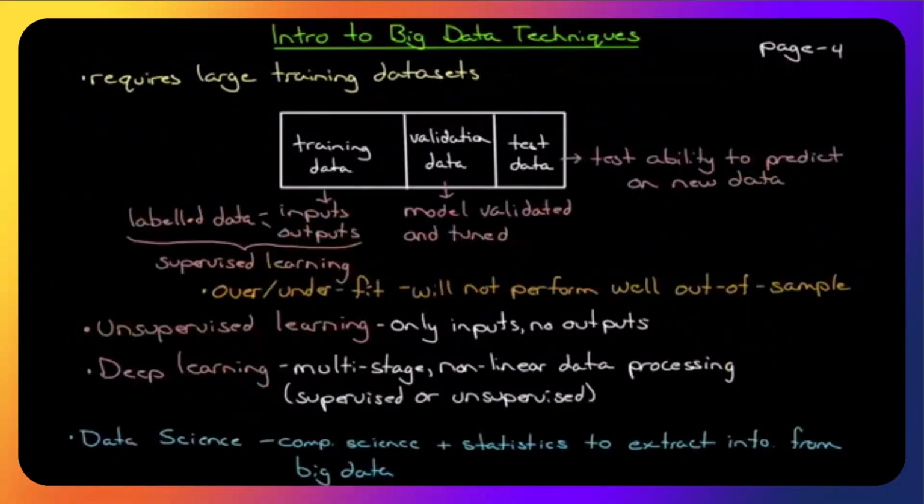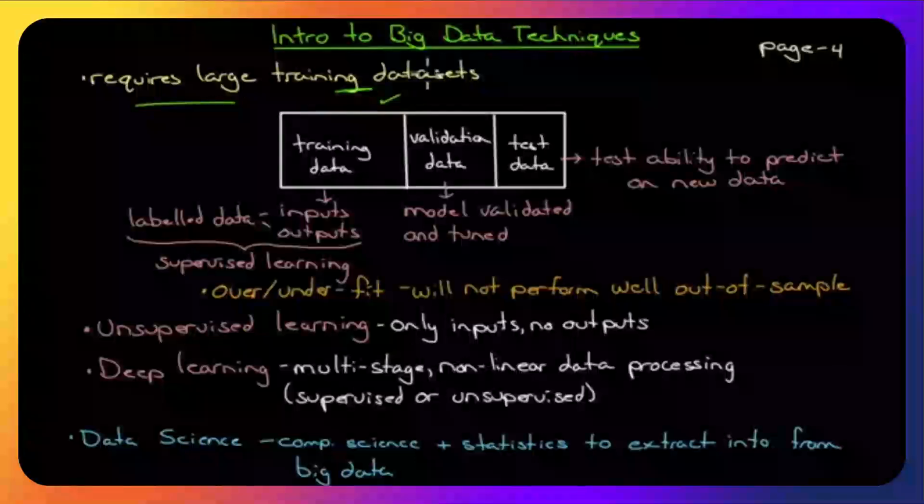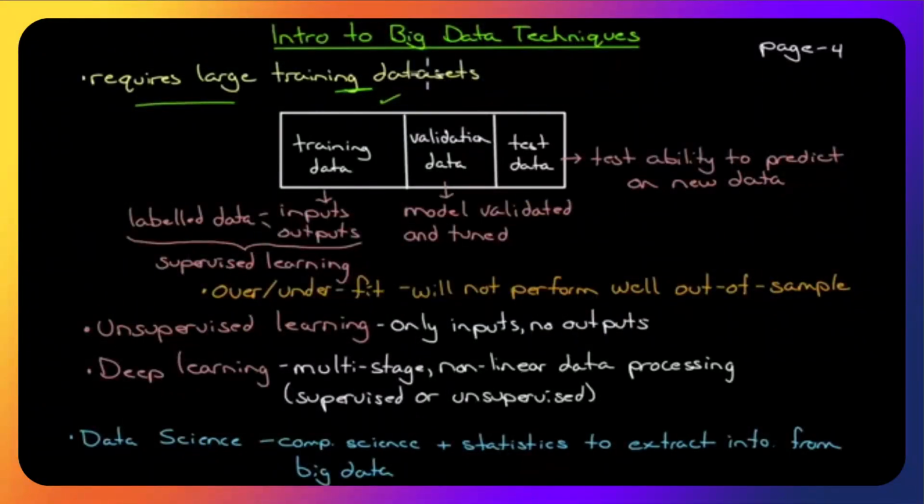Well, since this module is called Introduction to Big Data, it shouldn't surprise us that we require large data sets. We require large training data sets specifically. So if you have a data set, you have to split it into 3, and your training data set must be significantly large. On top of that, you need a validation data set and a test data set. So it starts to give you an idea of how much data you really need. Training data.